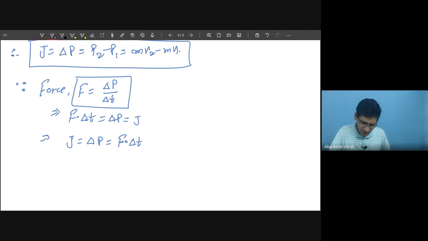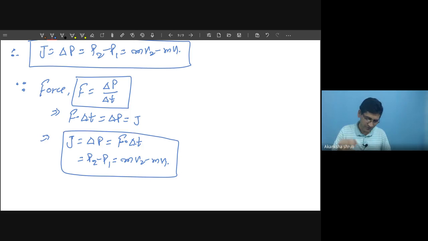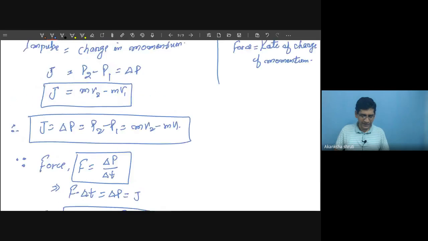So this change in momentum can be directly calculated by knowing the applied force and the time taken to change that momentum. Or the other way, it is our P2 minus P1. If applying this definition we are calculating the change, then it is mv2 minus mv1. Okay, student? Now we have to come to the application of this.